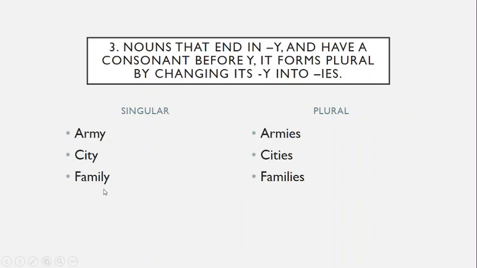Another example, family. There is y at the end and the letter before the y is l, and you know l is a consonant sound, so we removed the y and it changed into ies. It became families.